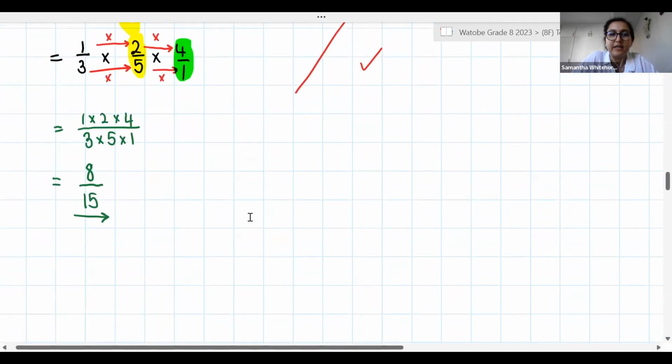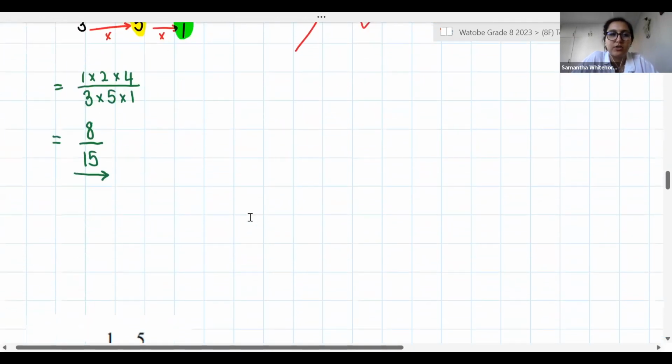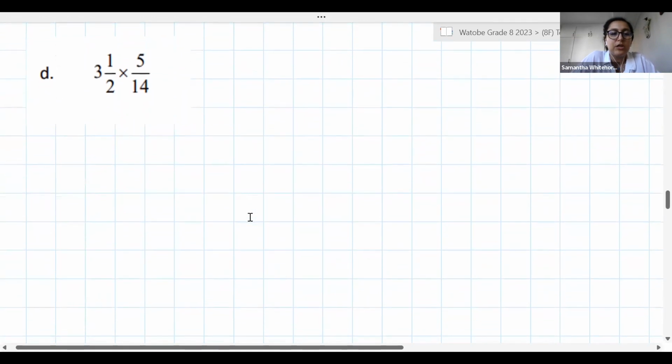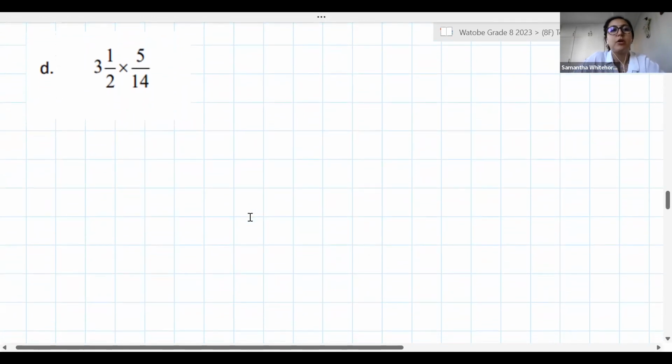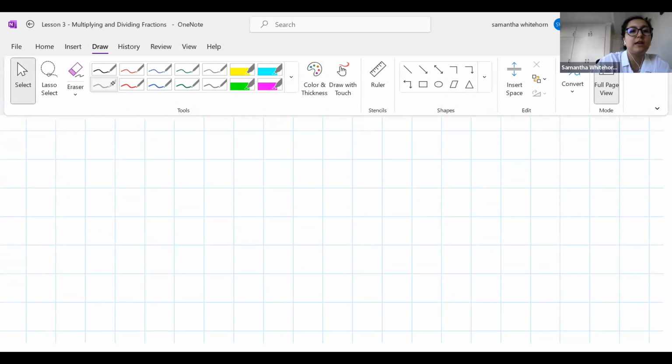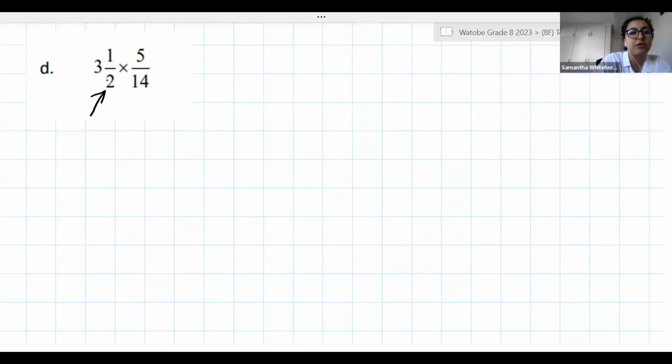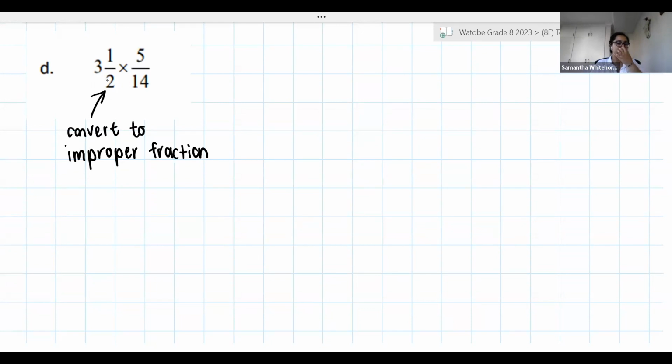Right, let's do one more before we take a break because you guys are on a roll. So question D, I'm not going to help you too much. The only thing I am going to say is convert this to an improper fraction first. So first convert this to an improper fraction and then do your multiplication. That's all of the help I'm going to give. Give it a try.